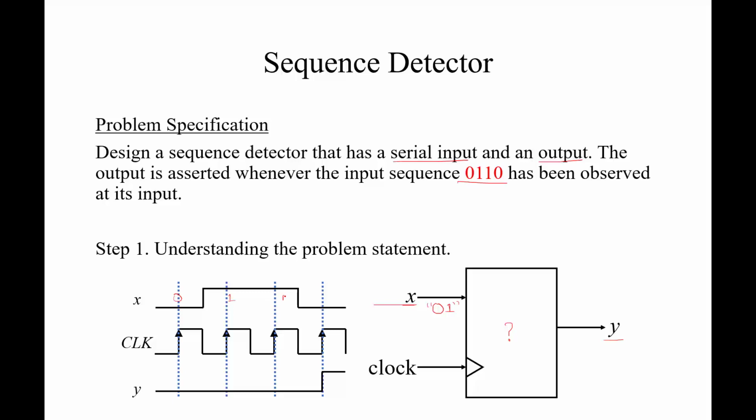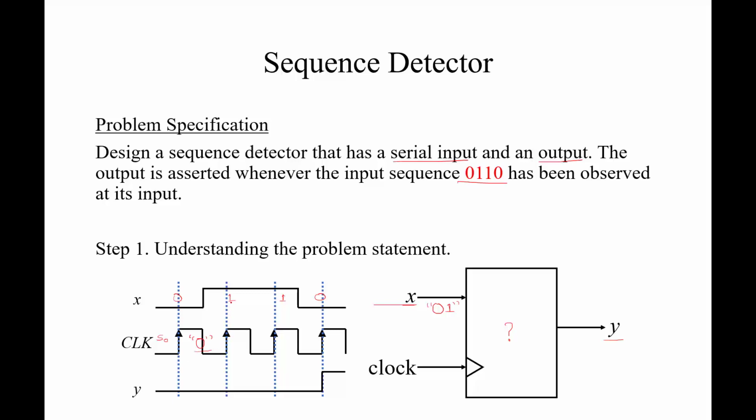For example, at clock edge number 1, let's say before that the circuit was in some state S0. When the first bit of the desired sequence, 0, occurs at a clock edge, this should be recognized or registered by the circuit by going into another state, which now represents that 0 is registered at the input, which is the first bit of our desired sequence.